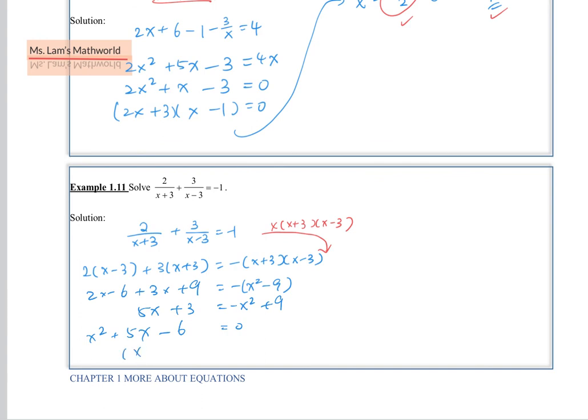So x plus 5, that means plus 6 minus 1. x is equal to -6 or x is equal to 1. So as both of them actually got no problem about the domain, these two are the answers.